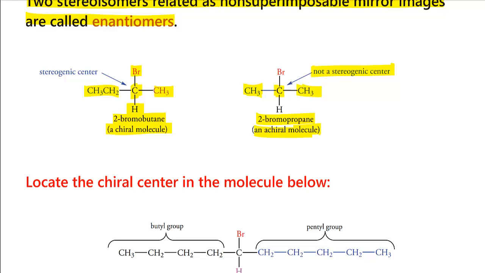So whenever I have a molecule, I have to look for a chiral carbon. If I have a chiral carbon in the molecule, it is going to be chiral and it will have two stereoisomers, and these two stereoisomers will be called enantiomers.